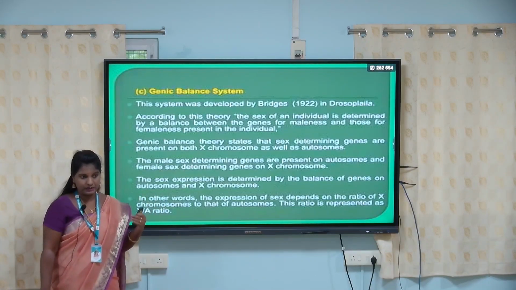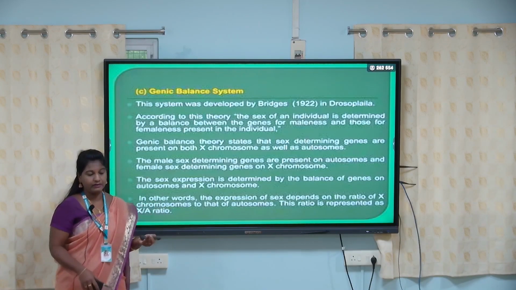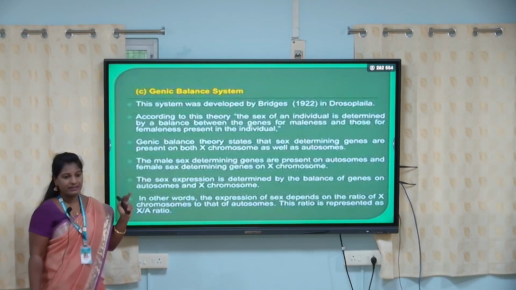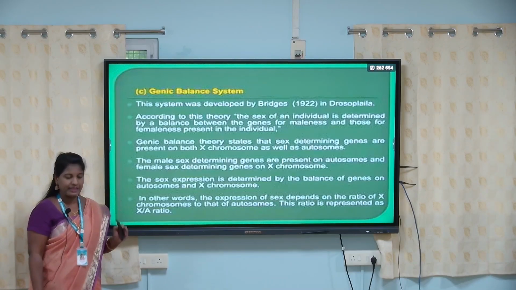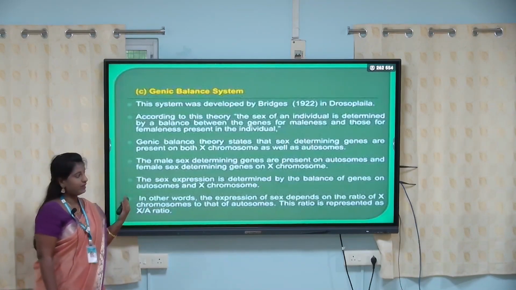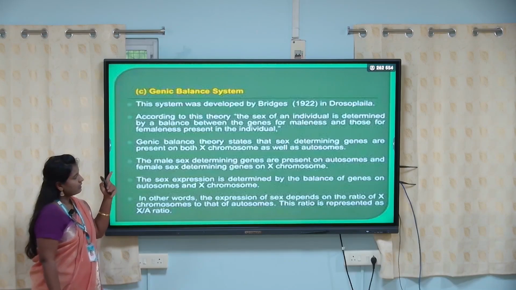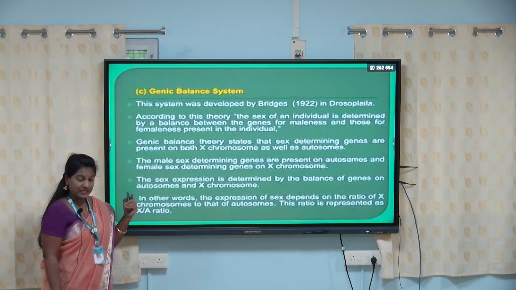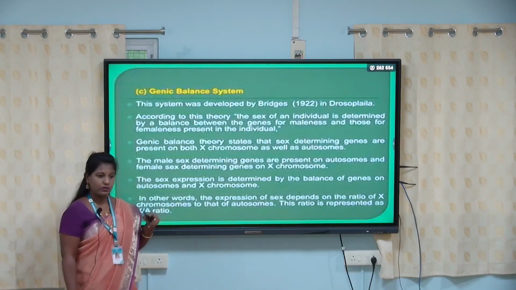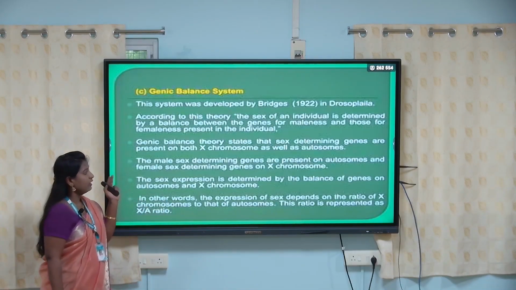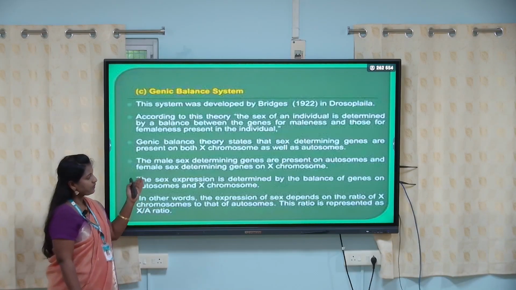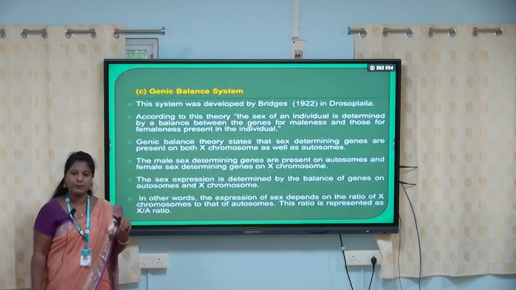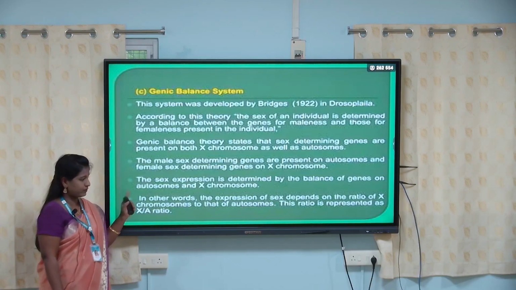According to this theory, the sex of an individual is mainly determined by the balance between maleness, that is the sex chromosome, and the body somatic chromosomes, autosomes and allosomes. This genic balance theory states that sex determining genes present on the X chromosome, as well as on autosomes, are responsible for sex determination. The male sex determining genes are present on autosomes, that is body chromosomes, and the female sex determining genes are present on the female sex chromosome, which is the X chromosome.